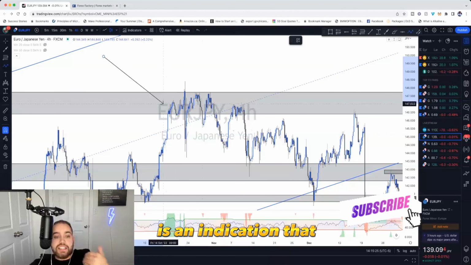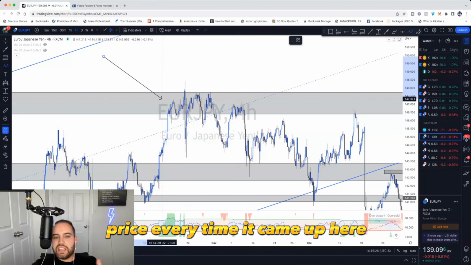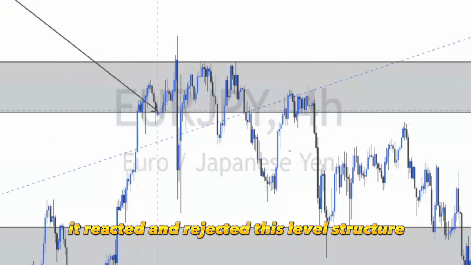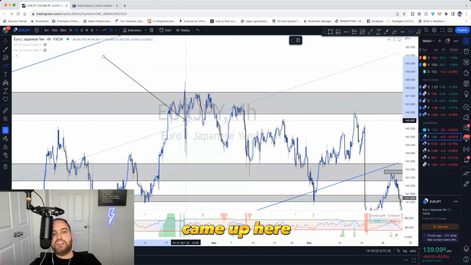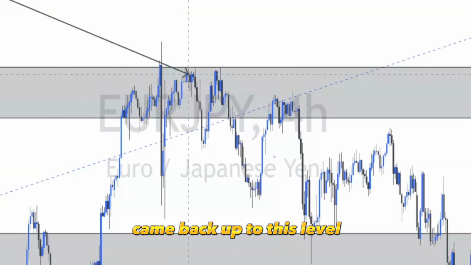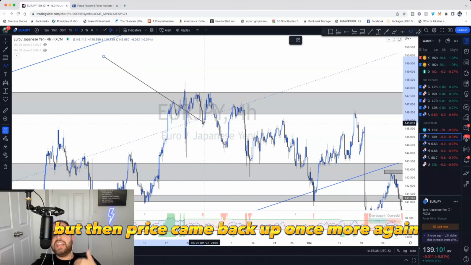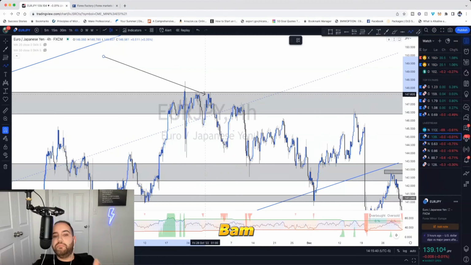So that to me is an indication that price, every time it came up here, reacted and rejected this level structure. Came up here, rejected. Came up here, rejected. And look at this, came back up to this level and then rejected. But then price came back up once more again. And what happened? Bam, rejected.